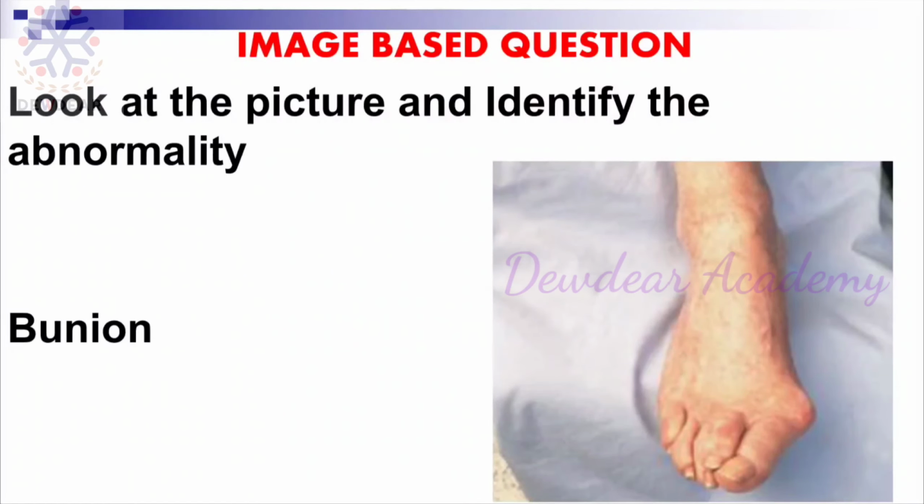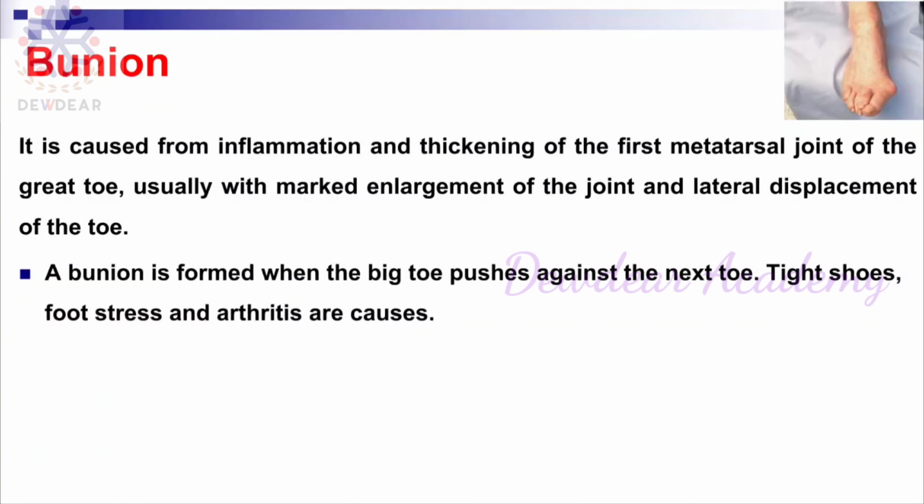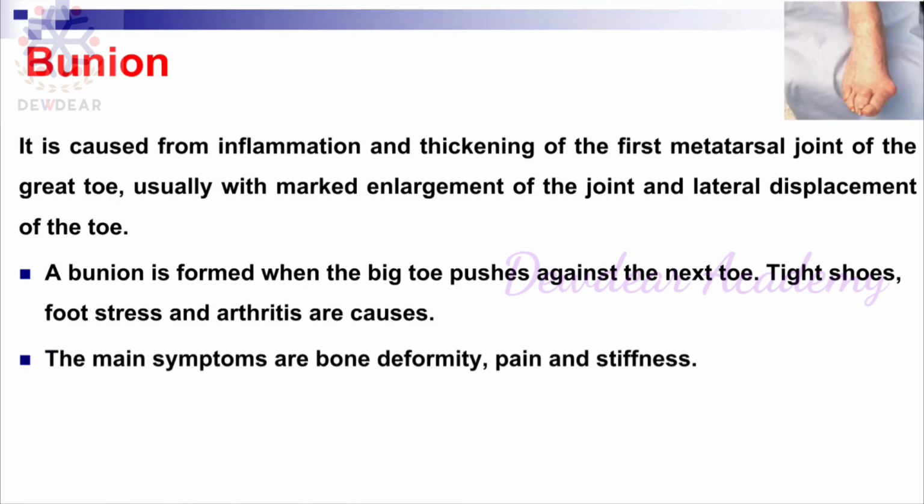Answer is bunion. It is caused from the inflammation and thickening of the first metatarsal joint of the great toe, usually with marked enlargement of the joint and lateral displacement of the toe. It is formed when the big toe pushes against the next toe. Tight shoes, foot dress and arthritis are also causes of it. The main symptoms are bone deformity, pain and stiffness.